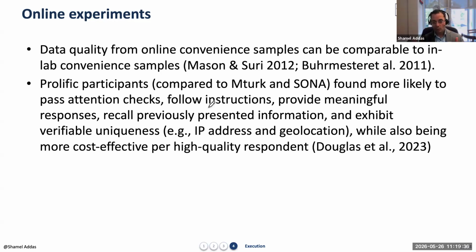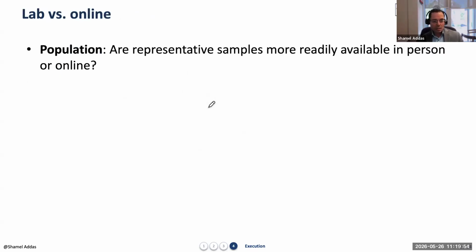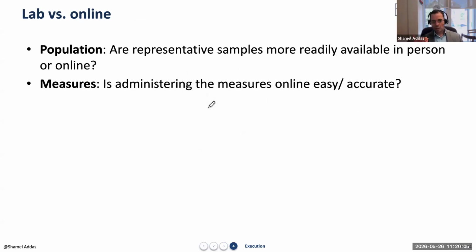And then whether you choose lab or online, you have to do your best to control the environment to the extent that it helps your research question, and try as much as possible to reduce outside things that could undermine the validity of your results. So lab versus online, you want to ask the following questions. The population: are representative samples more readily available in person or online? So practically speaking. Measures: is administering the measures online easy and accurate, right?